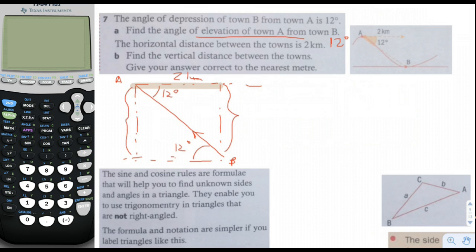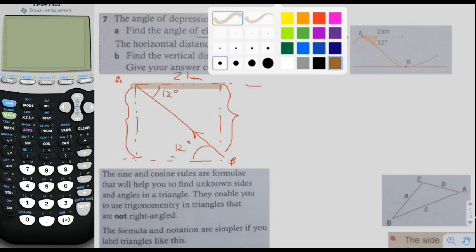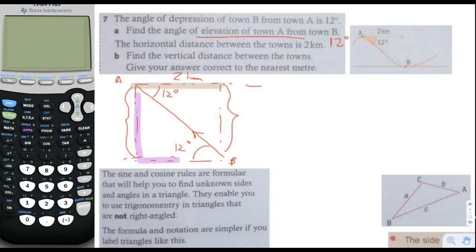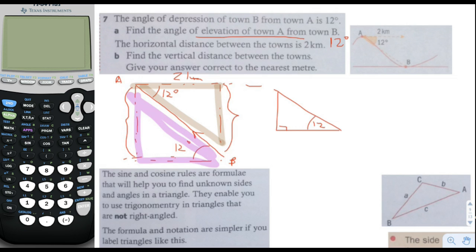We can solve either this bottom triangle in purple, or we can solve this brown triangle. Either one's the same. So let's do the purple triangle. We'll have a right angle, we'll have a 12-degree angle, and we'll have an unknown angle. And then the hypotenuse, we don't know what it is. And the horizontal distance, we know it's 2. And the vertical distance, we would like to know what it is.